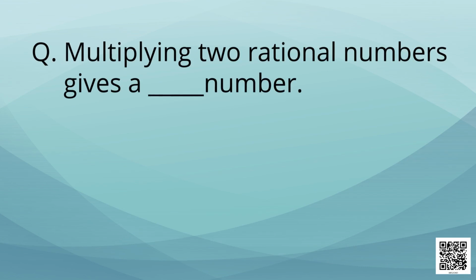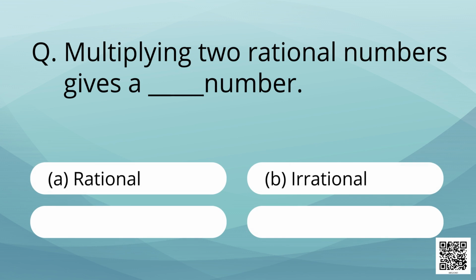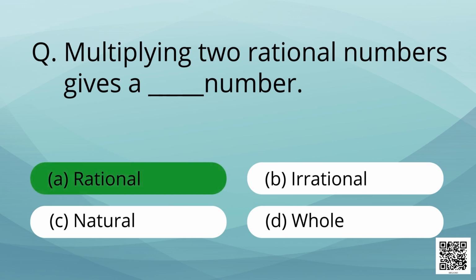Question number 2. Multiplying two rational numbers gives a dash number. You have 4 options: A. Rational, B. Irrational, C. Natural and D. Whole. So what would be the right answer? The right answer would be A, Rational, because multiplying two rational numbers gives a rational number.